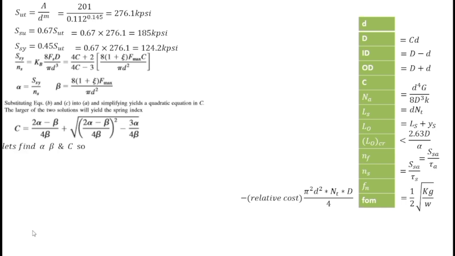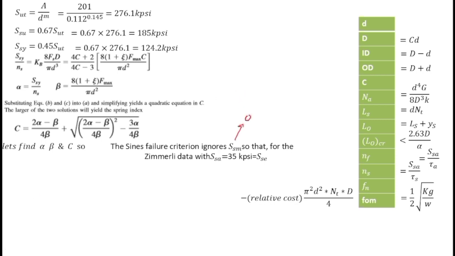Now let's find out alpha and beta to find the value of C. As I told you earlier, for the dynamic case, alpha will be equal to SSE divided by NF. And as you know, using the Sines failure criteria and taking the Zimmerli data, for the Sines failure criteria, SSA is equal to SSE and SSM is ignored, or taken to be equal to 0, and you know that it can be taken to be 0 for a type of dynamic load where sigma max is equal to sigma minimum. So SSE is equal to 35, alpha is equal to SSE divided by NF, and as I told you earlier in the decision part, the factor of safety should be equal to 1.5. So putting these values, it will give you alpha equal to 23.333 kilo psi.